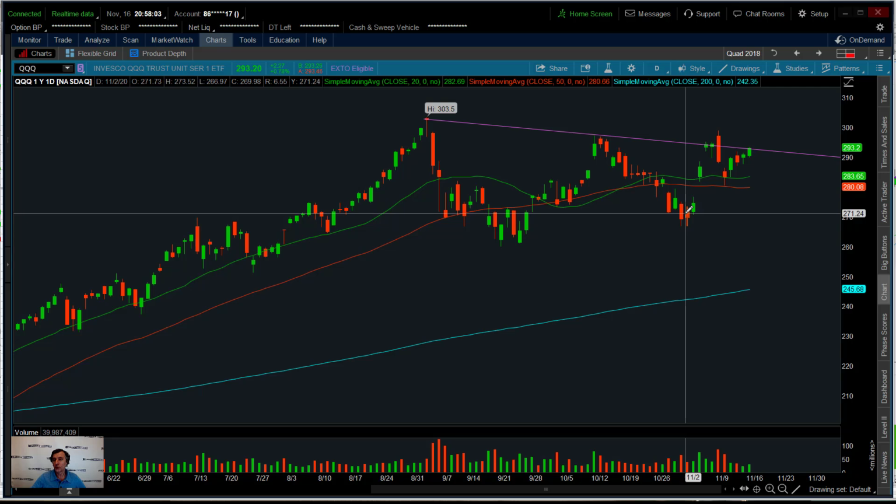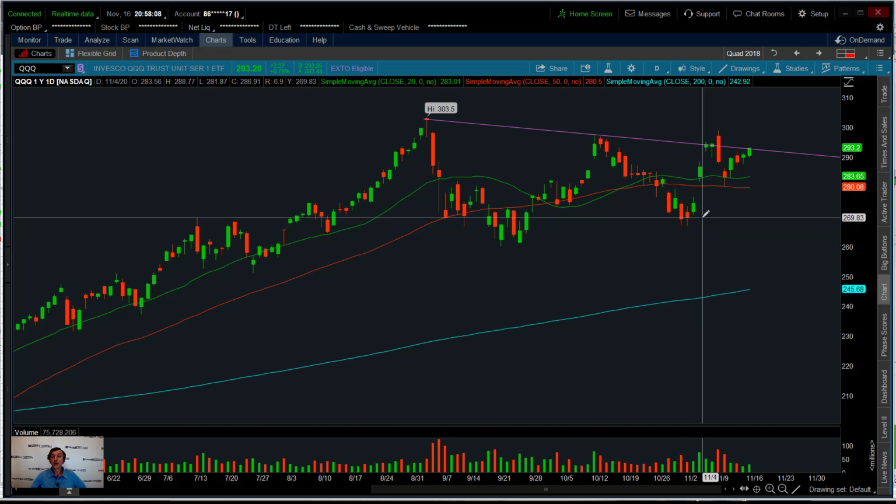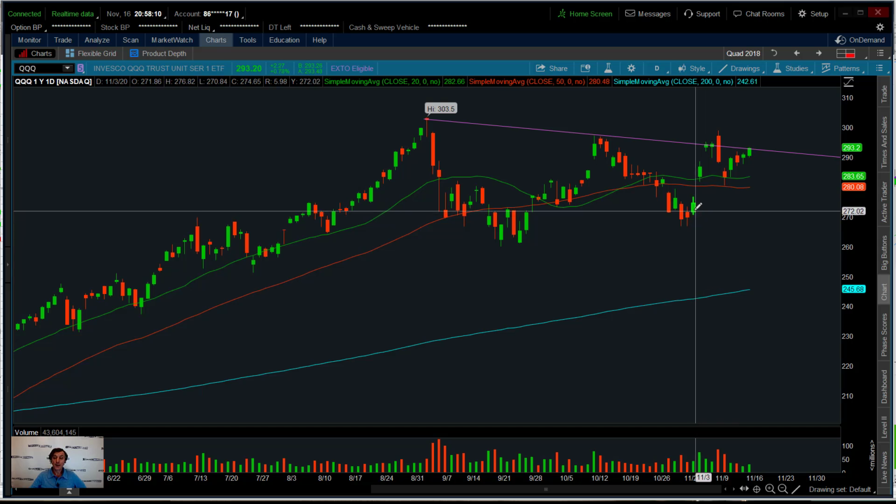And lo and behold, 271 is all the way down here. So 271 is actually right at the low end. The low of this bar is actually 270.84. So it's right somewhere in here, at the low end of the first candle that happened on a breakout.